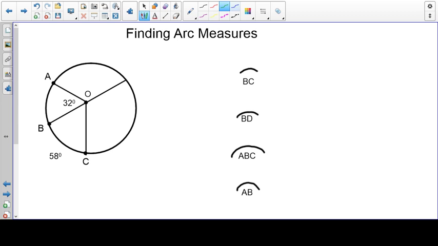So we're going to find some measures over here. We're going to look for BC. BC, it's already telling me is 58 degrees. I wrote this in yours but didn't actually change it. There's a D there. So now I'm looking for BD.